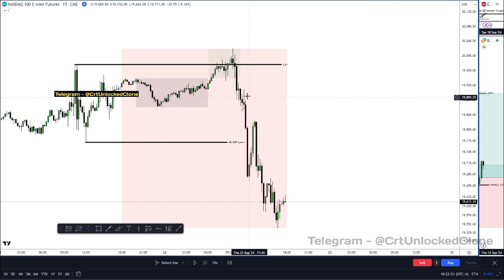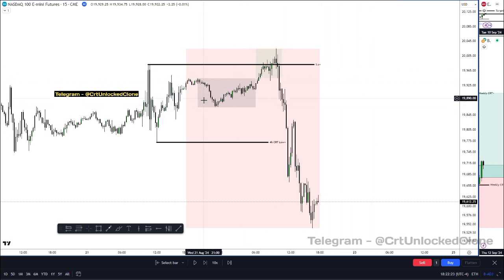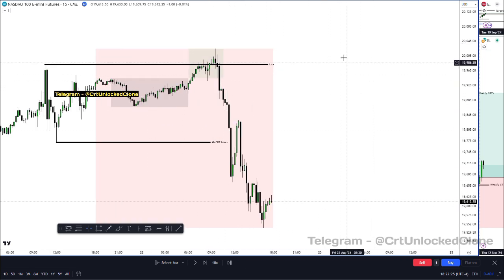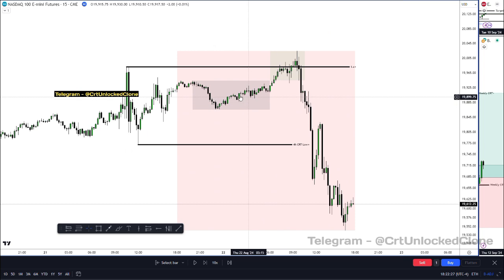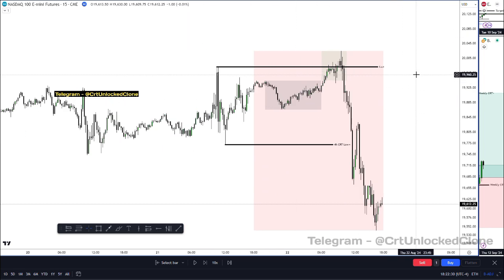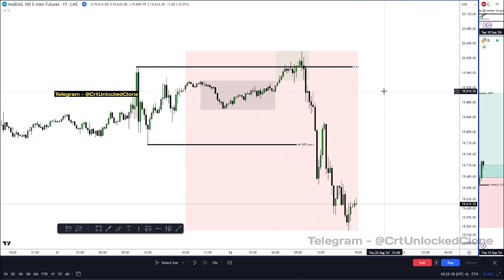A power of 3 will never get any clearer than accumulation, manipulation, distribution, exactly like you see here in a classic sell candle, right? We are above the candle's open. You look for your entry model to get short. Now, of course, you can find lower time frame CRTs within this setup, within this profile. That is your job to do.